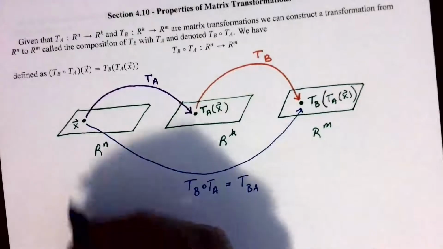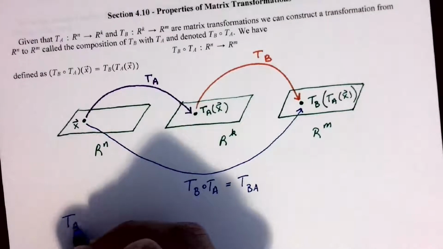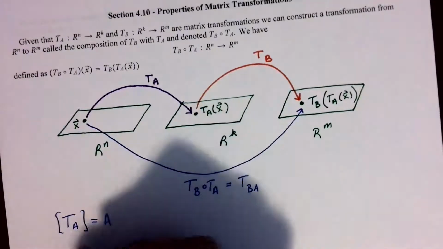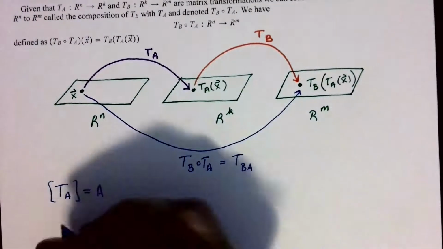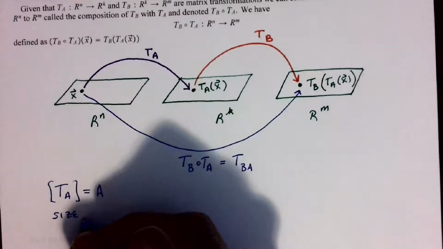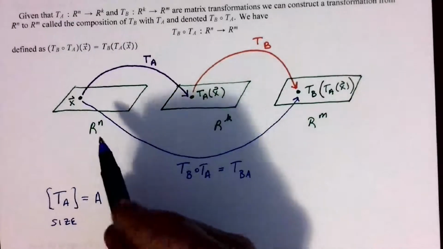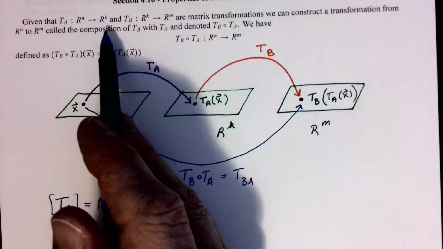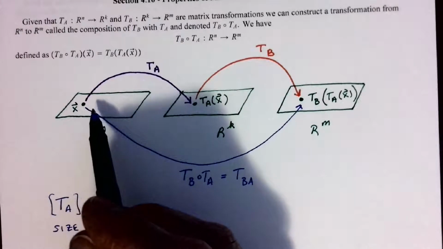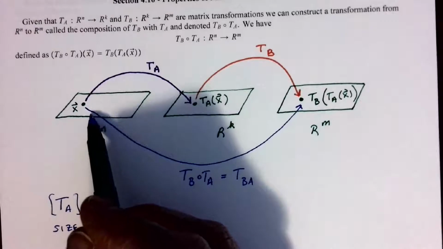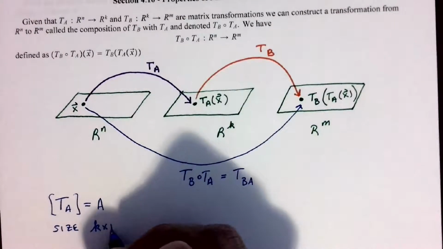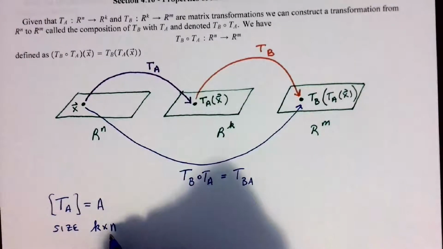The standard matrix for transformation A, we'll just call matrix A. What size is that matrix? Do you remember how to determine the size of the standard matrix? It's going from N space to K space. So I have to multiply N tuples by it, right? So it has to have n columns, and the outputs are k tuples, therefore it has to have k rows. So it's k by n because it's going from n space to k space.